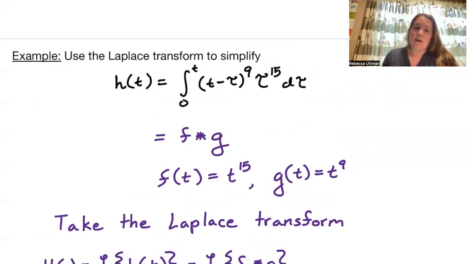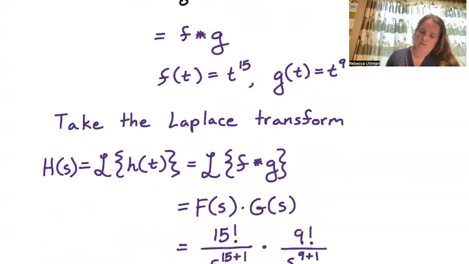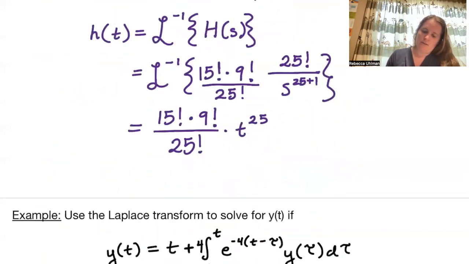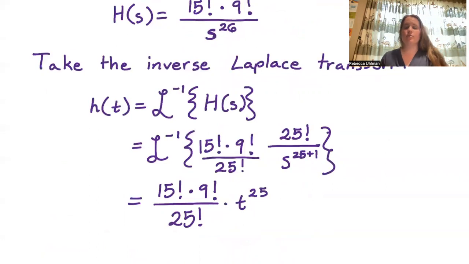We could multiply out that (t minus tau) to the 9th and then go ahead and take the definite integral that way. Or we can use this Laplace transform, inverse Laplace transform to avoid doing all of that algebra.